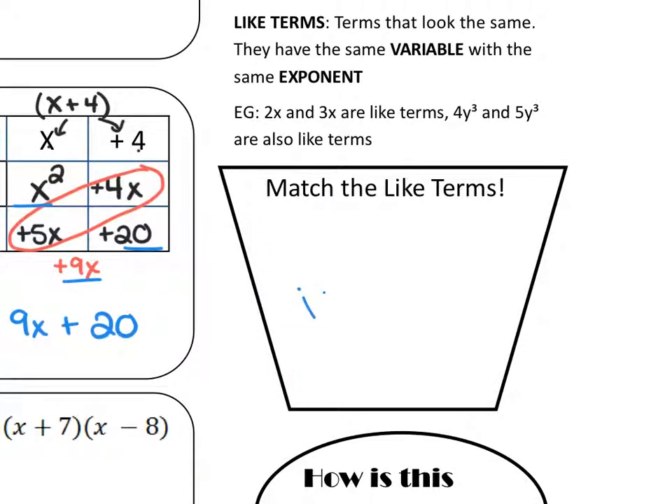You can just ignore this section. I talked about like terms, but if you want to know more about them, they just have to have the same variable and the same exponent. Just like 2x plus 3x, we can add those together. 4y cubed and 5y cubed, we could combine and add them together. So be careful. If they don't look the same, you can't put them together.